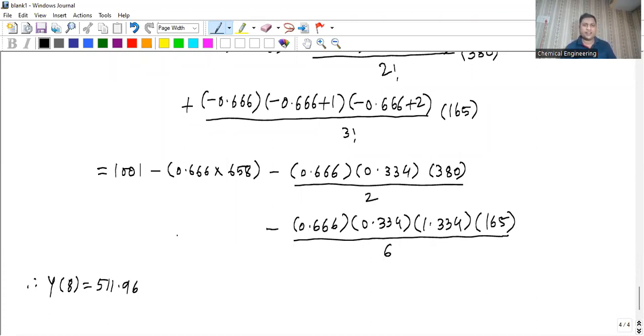Is there anyone who is getting a value other than this one? Okay, 512.35. I think Anshul is getting this value. So I'm getting 512.348.